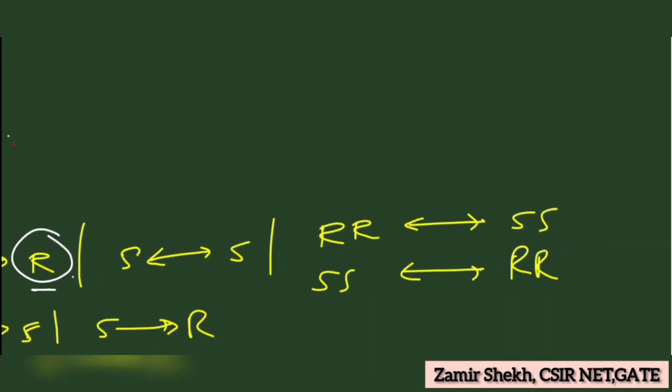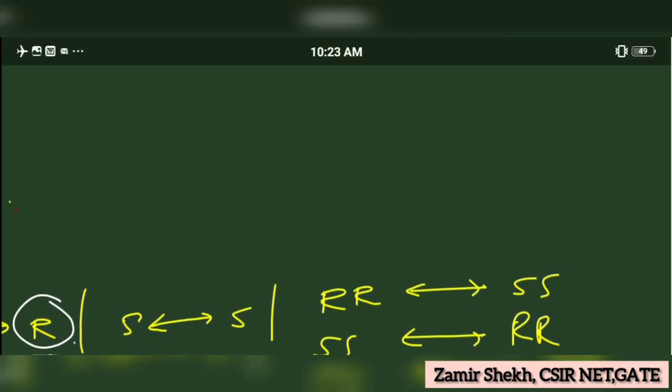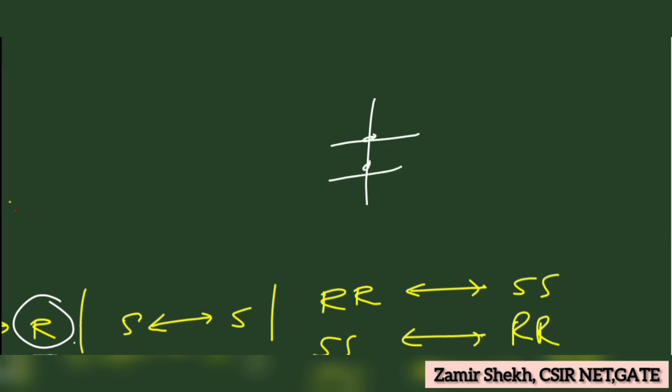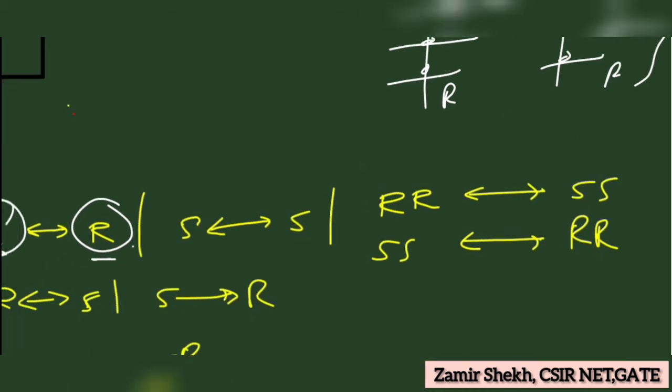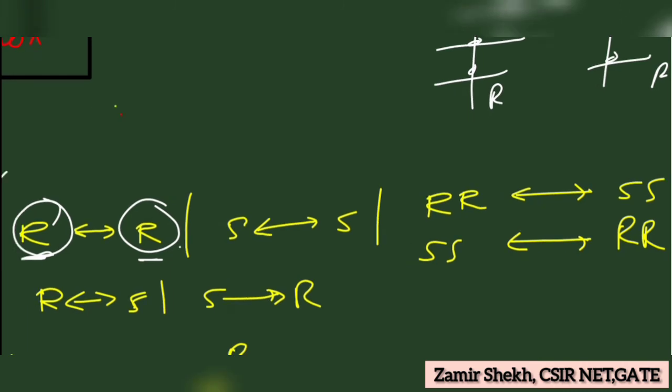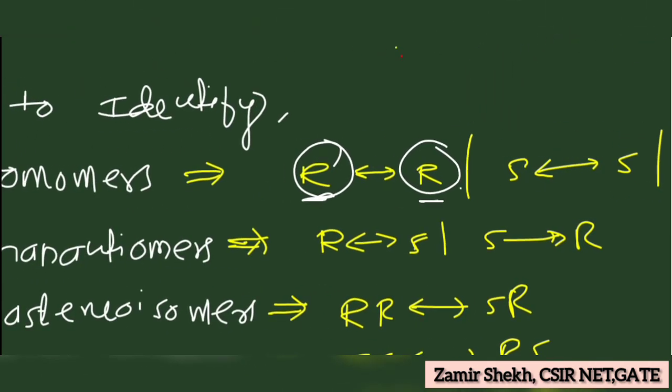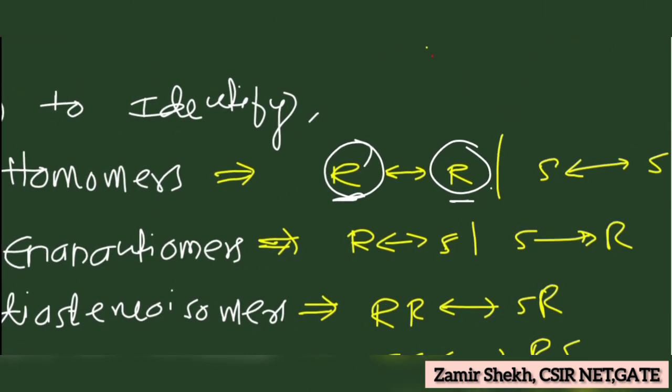Okay, if two chiral centers are given, so this one and this one, and you find R and R for that, then again we have the same compound. So for example, this is R and this is R, so obviously it is the same compound. Okay, they are the homomers. Likewise, homomers generally have the same type of configuration. What are enantiomers now? Enantiomers always have opposite configuration, because they are mirror images of each other.